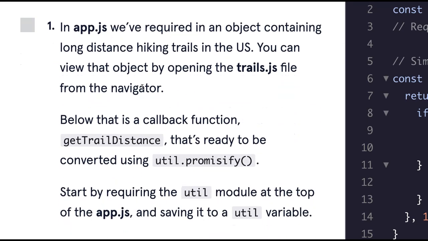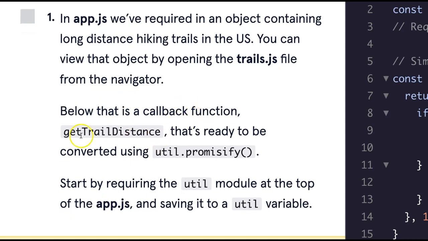Our instructions say, in app.js, we've required in an object containing long distance hiking trails in the US. You can view that object by opening the trails.js file from the navigator. Below that is a callback function, getTrailDistance, that's ready to be converted using util.promisify. Start by requiring the util module at the top of the app.js and saving it to the util variable.